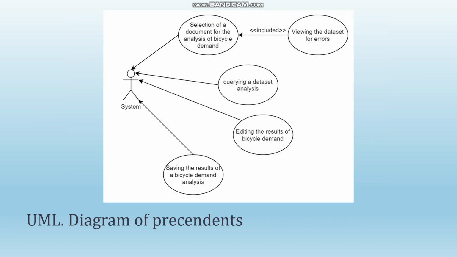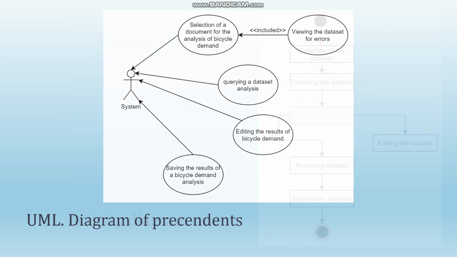This is a UML diagram of use cases. We can see what the system should do. Of course, we should select documents of our dataset. We should queue a dataset analysis. We should edit results and save the results. And of course, we should include in the first step selection of documentation and viewing the dataset for errors.